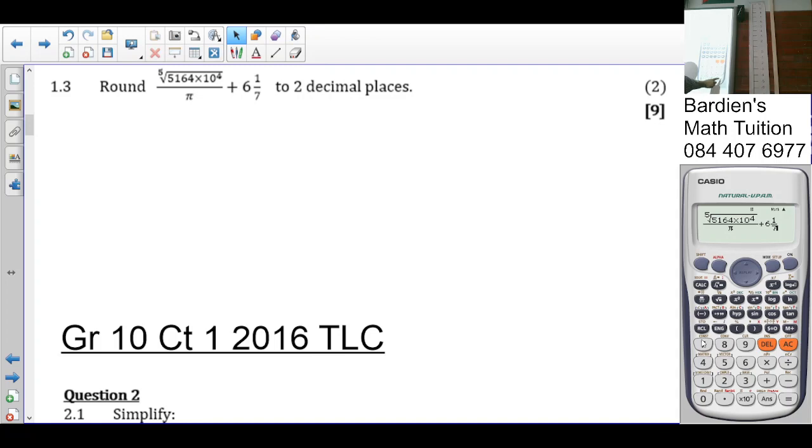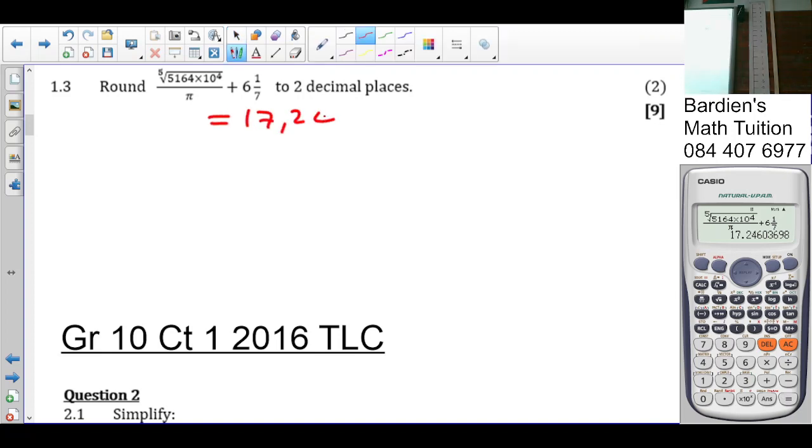So that gives us an answer of 17,24... that's 17,25, as the number is greater than or equal to 5.